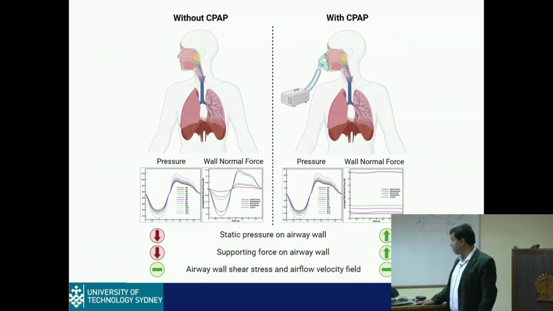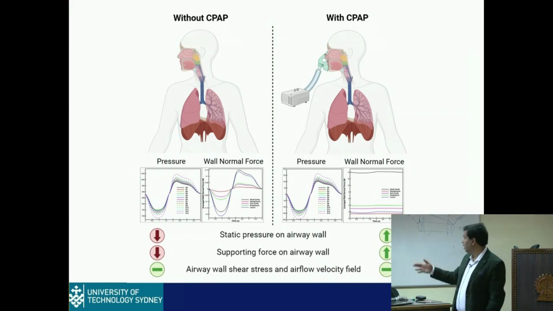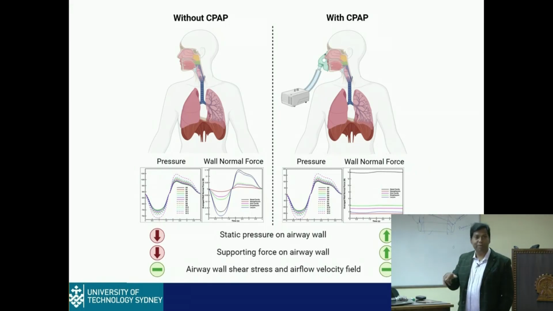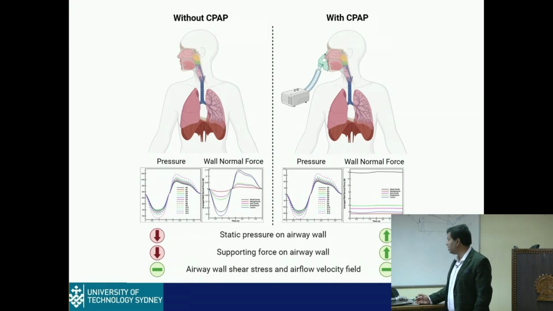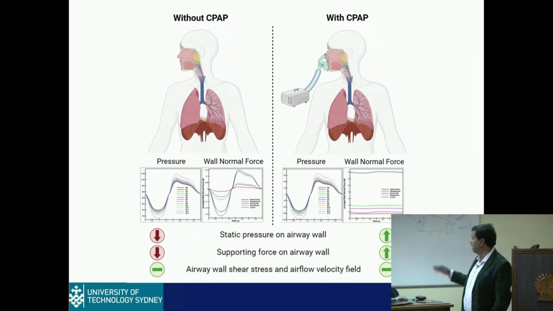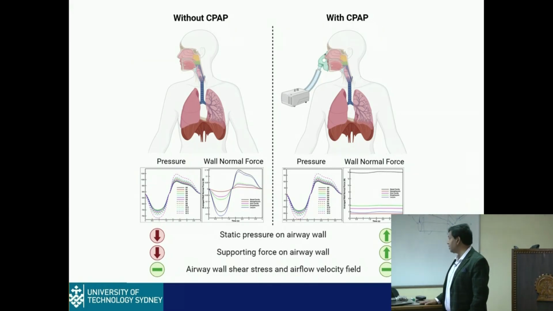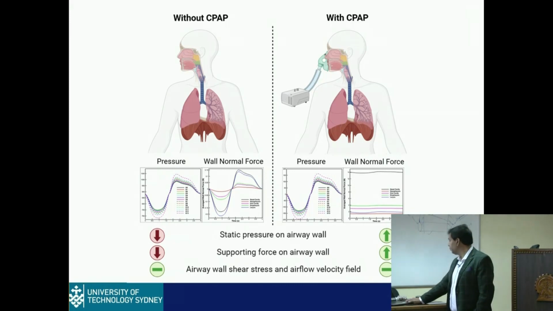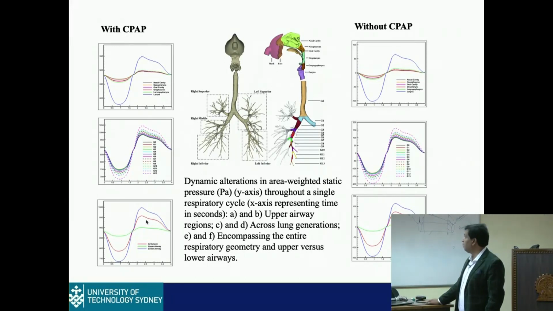You can see here the static pressure on the airway wall without CPAP is lower. It's obvious. And when you apply this, it is just higher, because we are applying more pressure, so the airway will experience more pressure. The supporting force on the airway wall without CPAP is lower, but with CPAP is higher. And the airway wall shear stress and airflow velocity field we found to have no effect. So, these are some studies we did with CPAP and without CPAP.